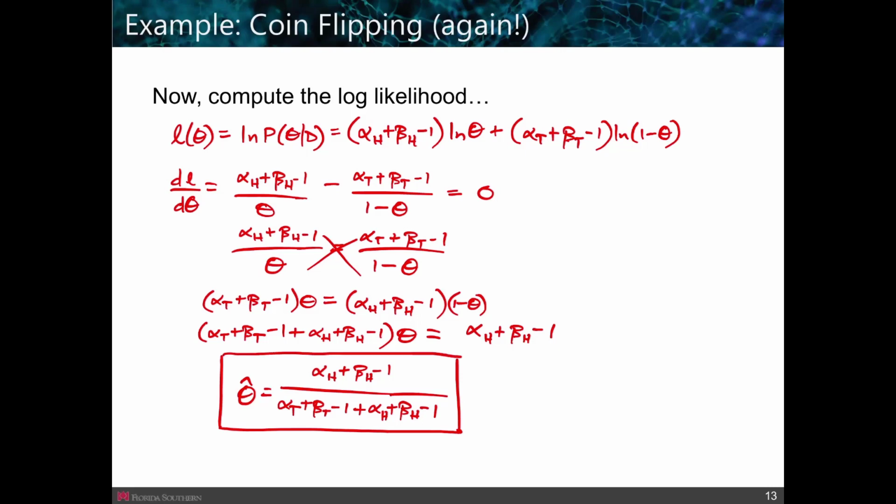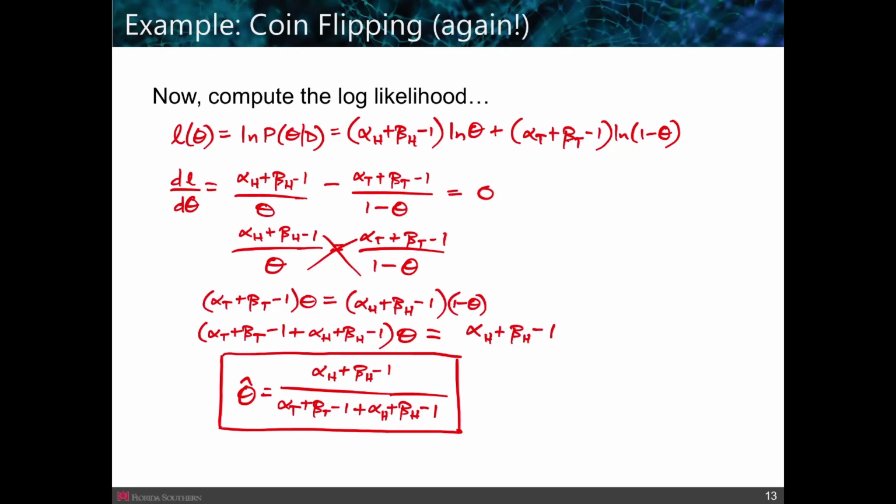I want you to think about what this result is suggesting for the case of flipping coins and determining the likelihood of seeing heads. The likelihood of seeing heads is equal to the number of times we actually saw heads, that's alpha h, plus our virtual counts of heads, beta h minus 1, divided by the sum of our actual data, that's alpha t plus alpha h, and the sum of our virtual data. Now those minus 1s everywhere are due to the definition of the beta distribution. I realize that that can be unsettling.